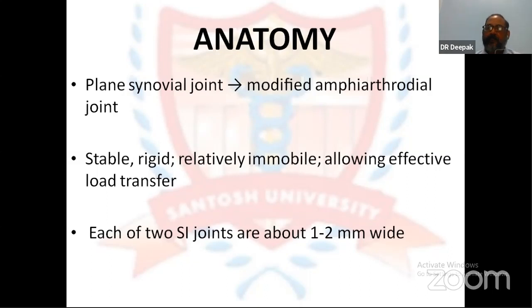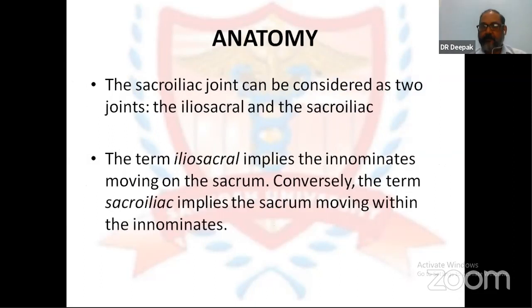It is a plain synovial joint, that is, a modified epiarthrodial joint. It is a stable joint, rigid joint, and relatively immobile. That means very little movement is available in this joint, allowing effective load transfer. Each of the two SI joints is about 1 to 2 mm wide. That is, the joint is 1 to 2 mm in width.